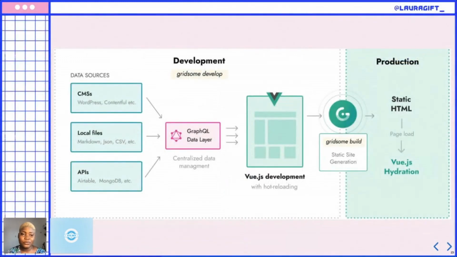Here's an even more detailed workflow of how Gridsome works. Like I said, Gridsome pulls in data from different data sources. It can fetch content from a headless CMS, your local files, or even external APIs, and then stores everything in a centralized database. So you now have a unified GraphQL data layer that lets you extract only the data you need from the database, and you can now use this in your Vue.js components. The data is then generated and stored as HTML and JSON files at build time.